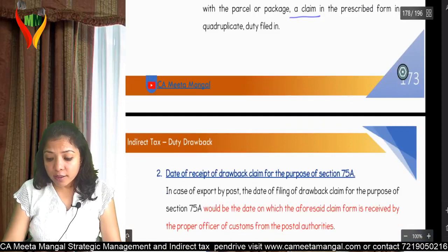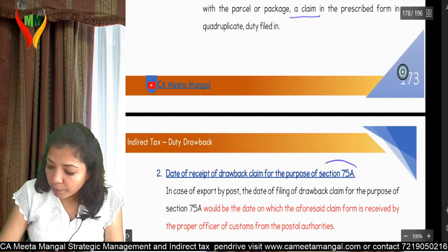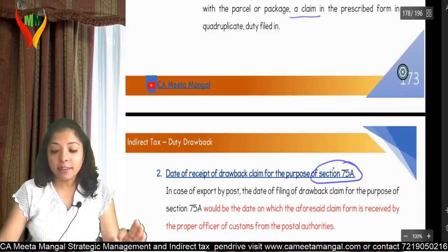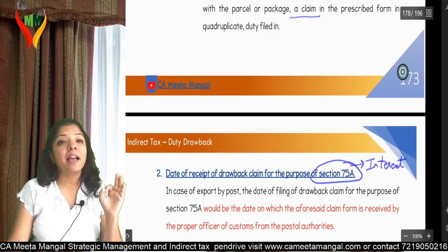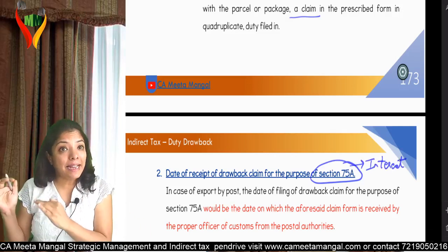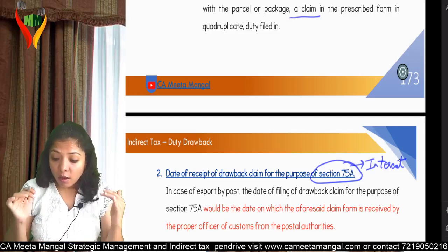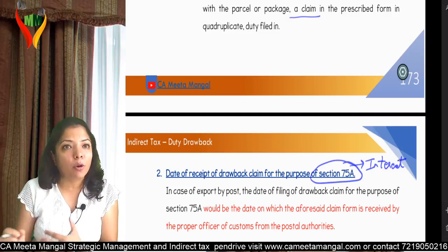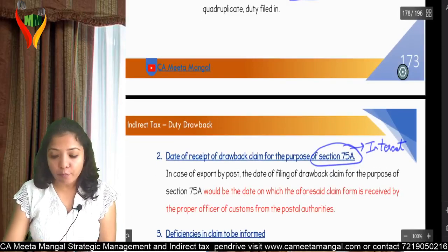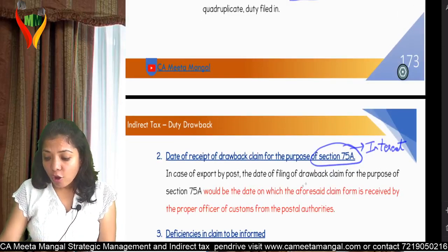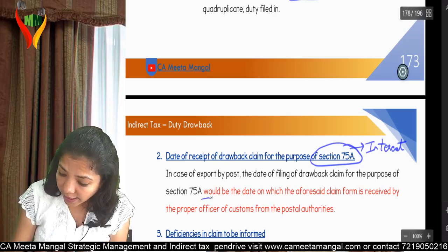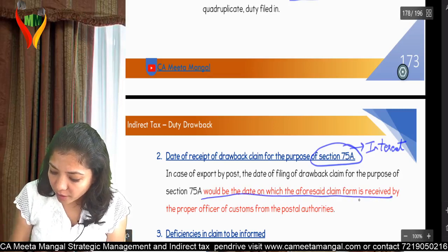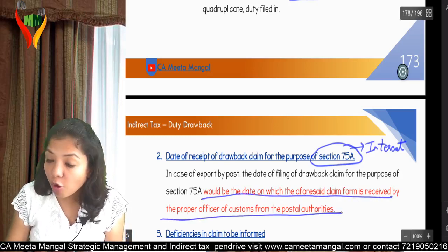Now, date of receipt of drawback claim for the purpose of section 75A. We'll be studying it ahead. 75A talks about interest, so we'll be studying that later. But as of now, let's understand what date of claim they're going to consider. In case of export by post, the date of filing of the drawback claim for the purpose of section 75A would be the date when the aforesaid claim form is received by the proper office of customs from postal authorities.